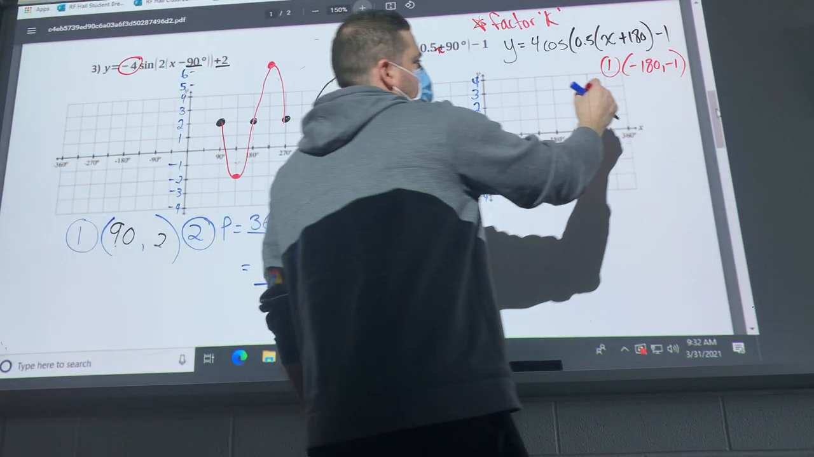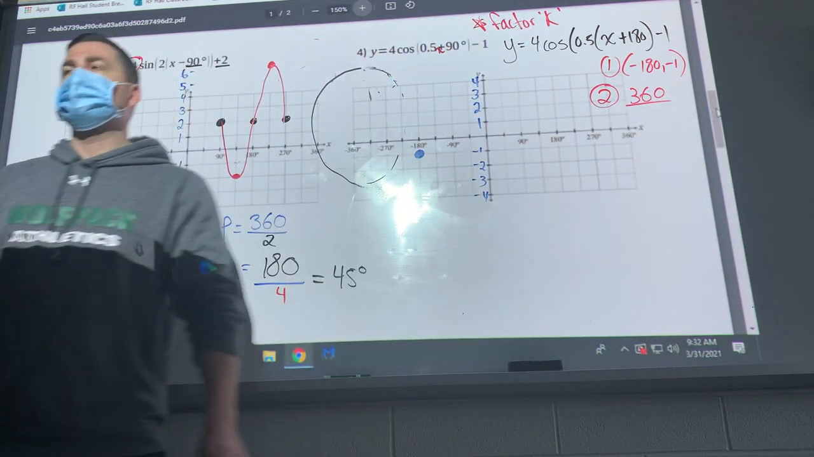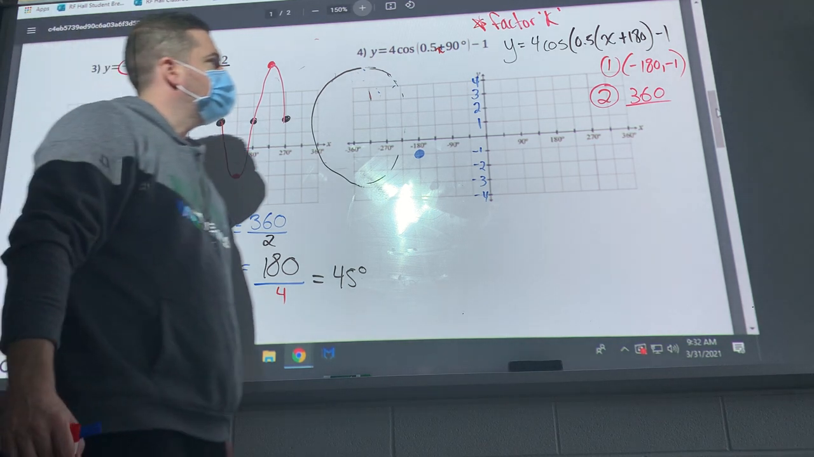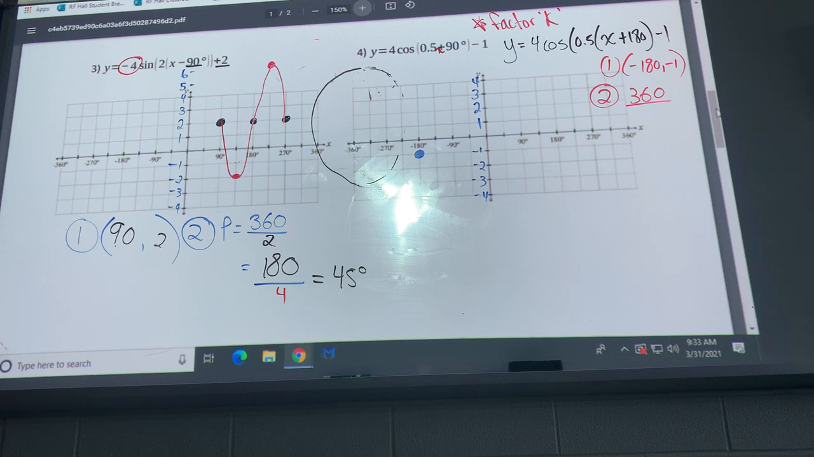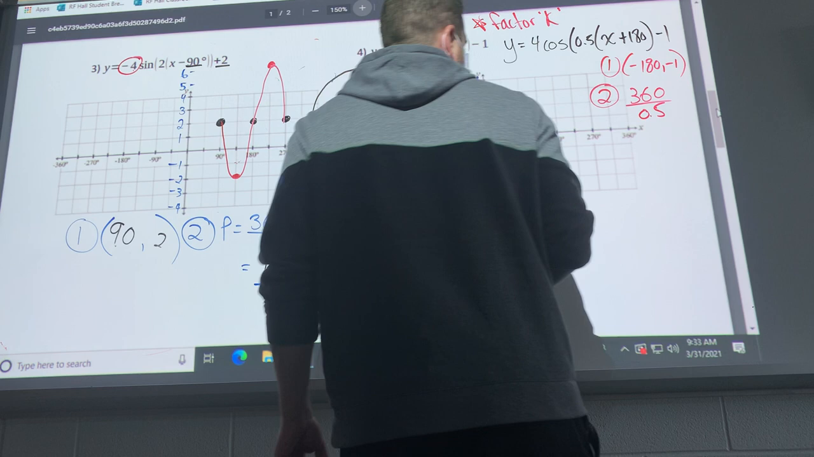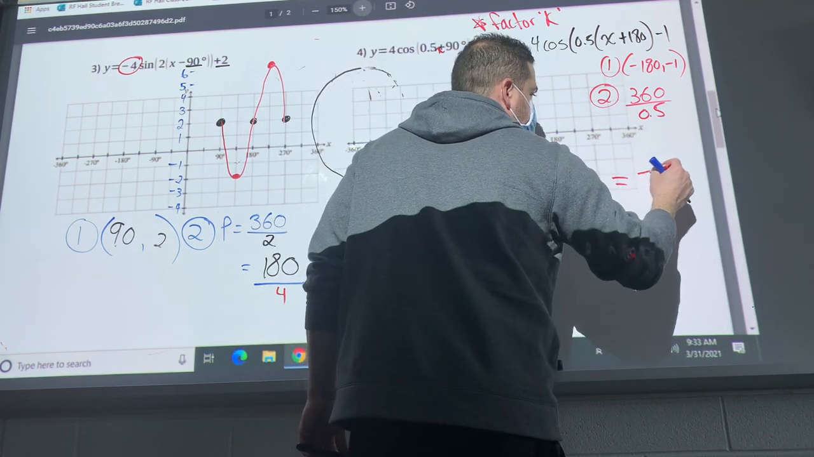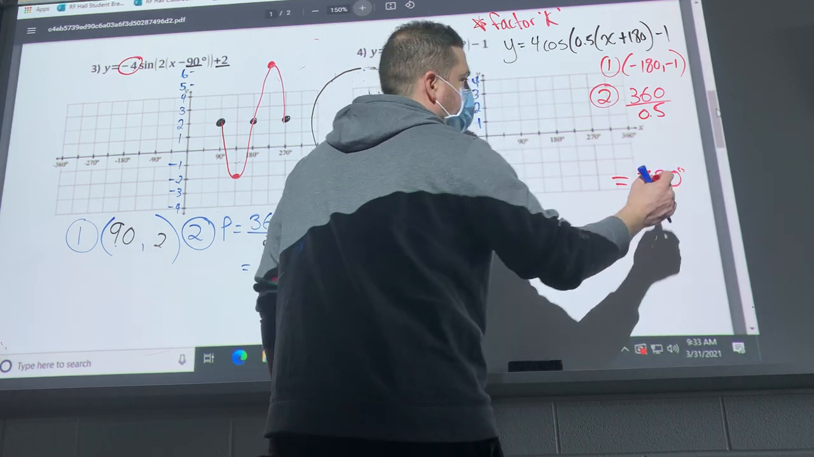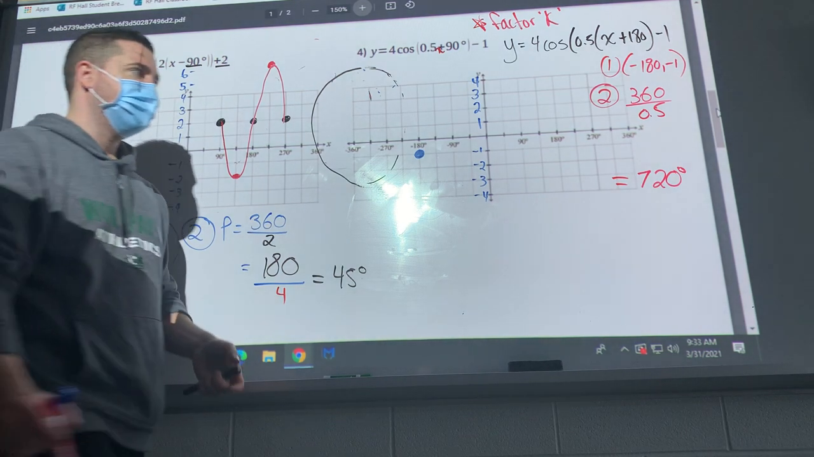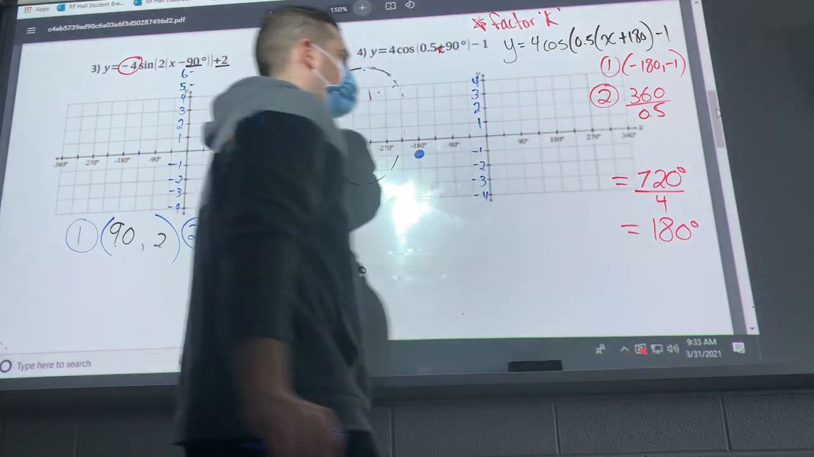Step 2: 360 divided by K. Oh, it's going to be a big one. What's my K value? 0.5. I'm not sure if it's going to fit on the chart, but it's fine. So we get 720 degrees as my period. Then we take that number and divide by 4. That gives you 180.